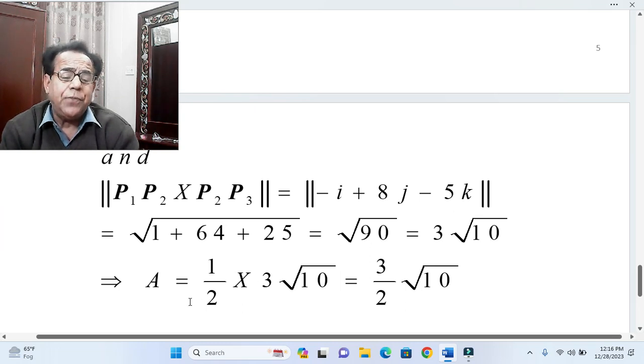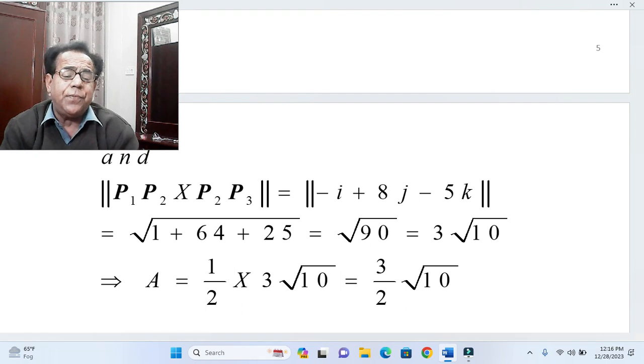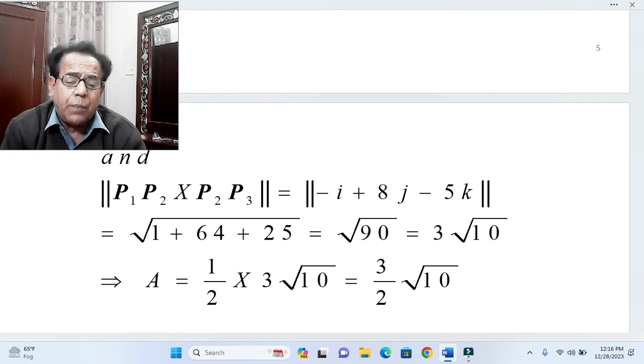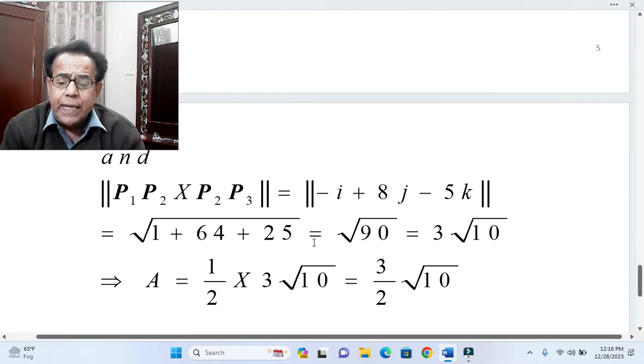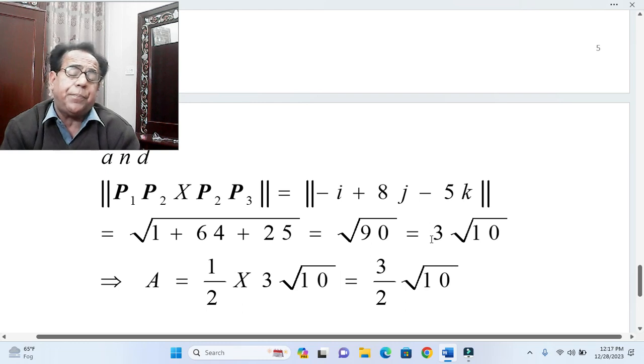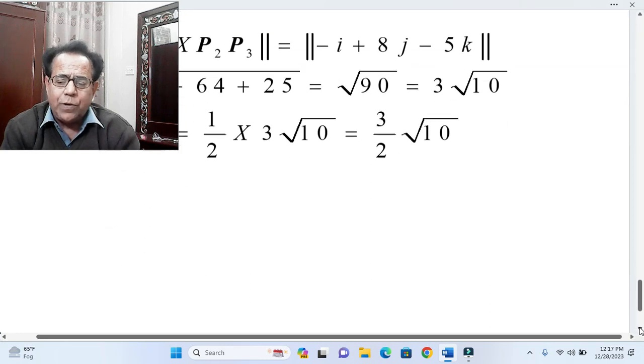As per the formula, we are not here finding the area of a parallelogram. If we had to find the area of a parallelogram, then our answer is complete and we would not move forward. But here we are going to find the area of a triangle, due to which we have to divide this by 2, and hence the area of the triangle will become 3 by 2 into the square root of 10. This is the end of our problem.